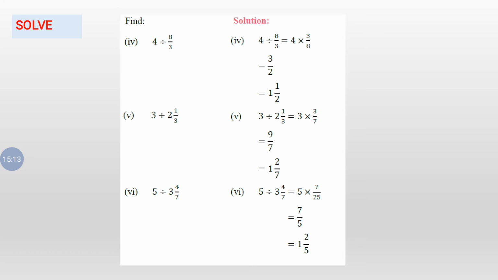4 divided by 8 by 3. So 4 by 1 divided by 8 by 3. So 4 by 1, the operation changes from division into multiplication. So multiply; 8 by 3 is a reciprocal of 3 by 8. Product of the numerators divided by the product of the denominators. We get 4 3s are 12, 8 ones are 8. So reduce to the simplest form.